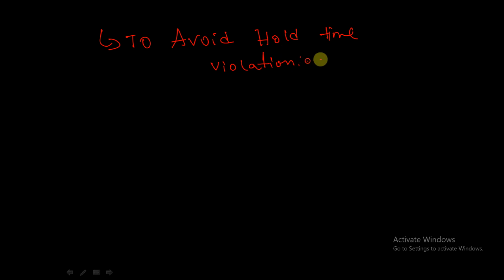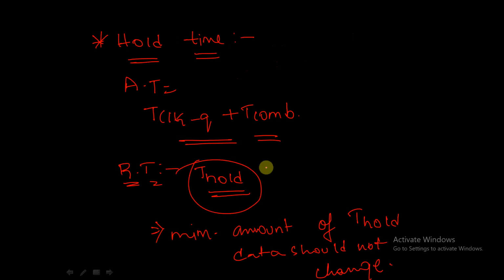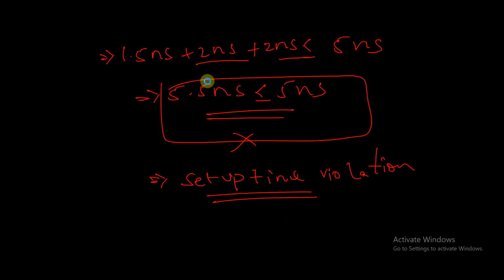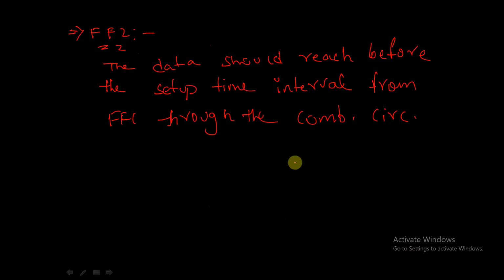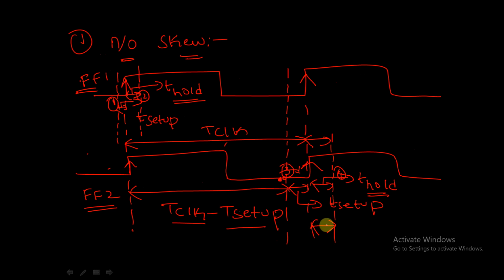Now, to avoid hold time violation, what is the requirement we have? The data which is given to the second flip-flop should be constant during this t hold time period. So we will open that waveform again. When we are getting the data, what is the arrival time? T clock to q plus t combinational. After this time unit only we are getting the data, right?